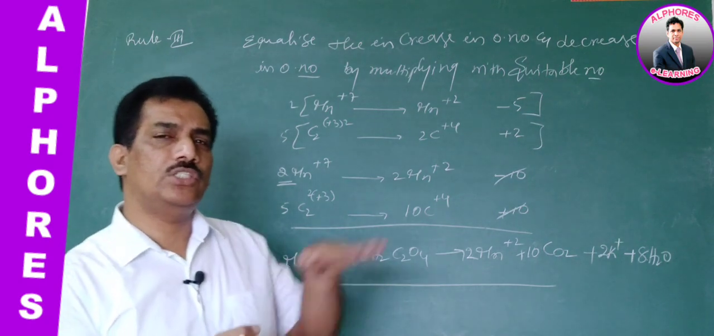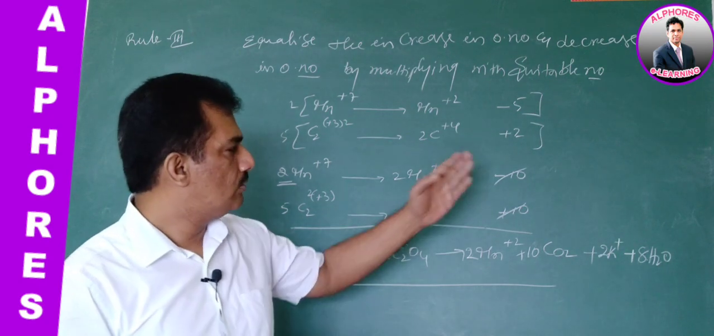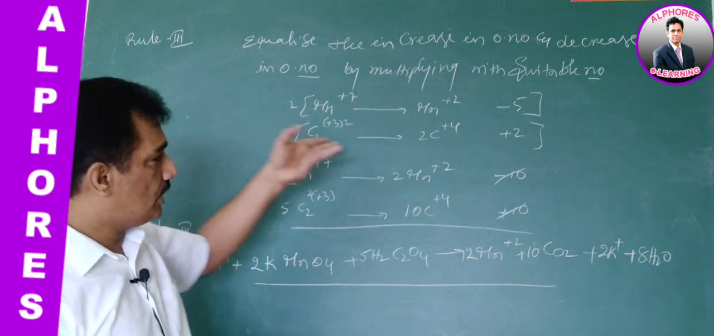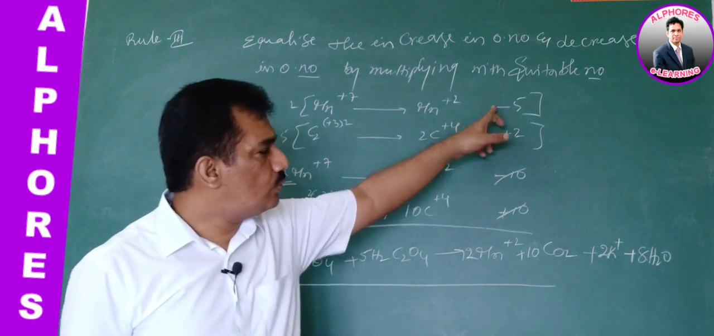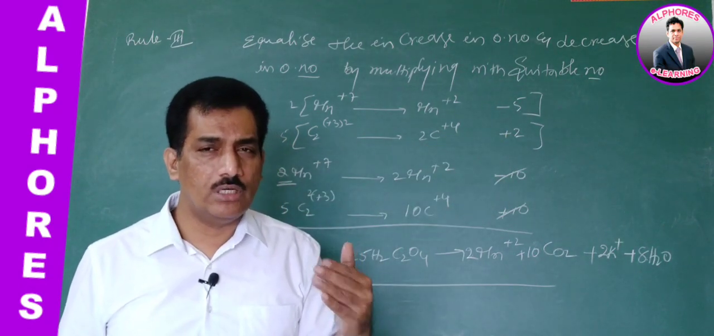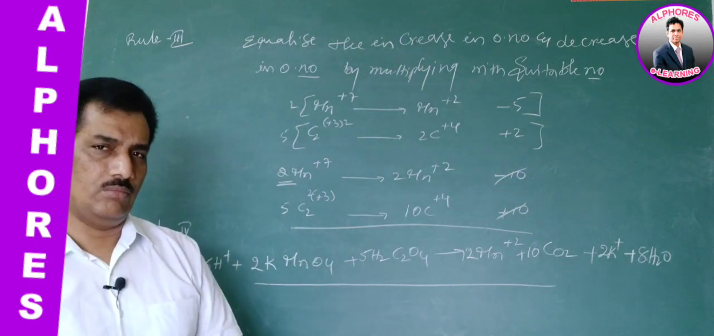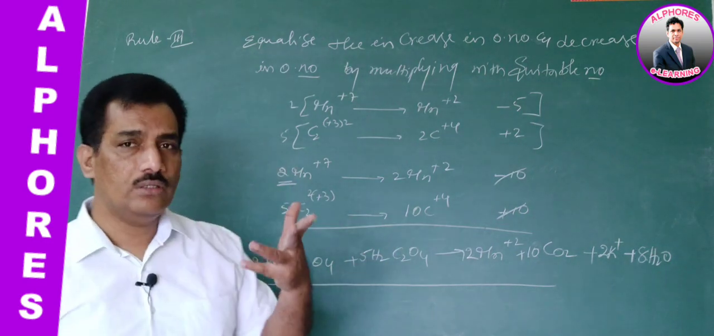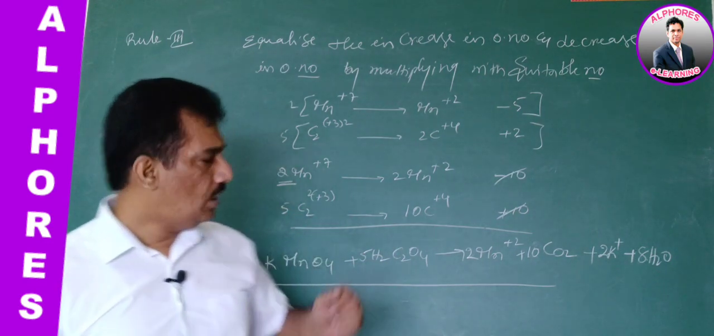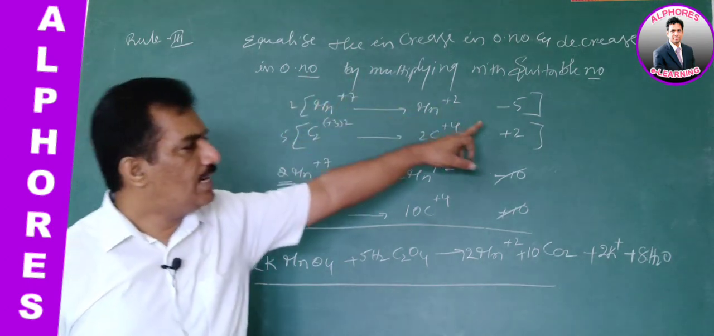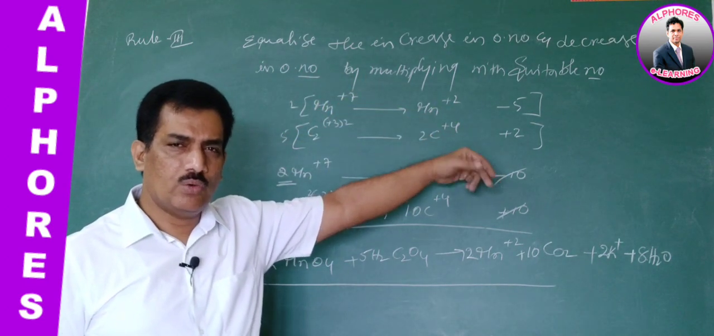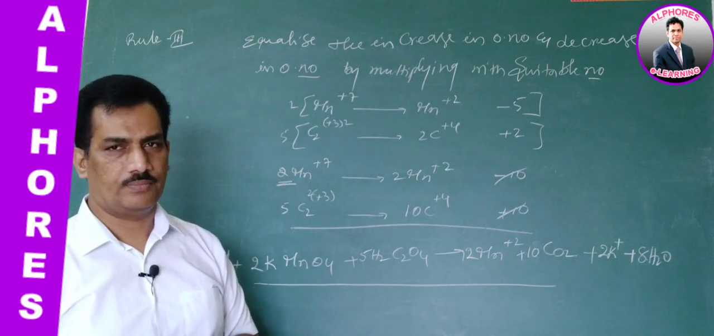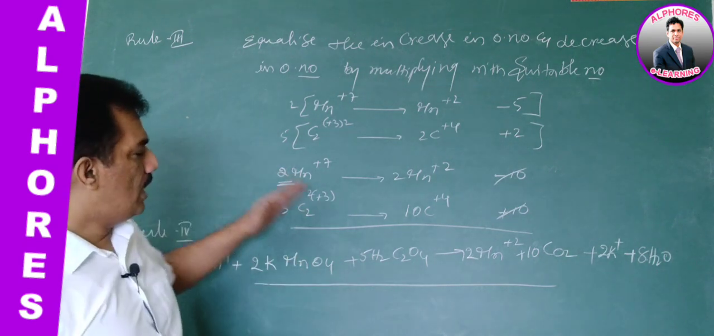When we separately mention this change in oxidation number like this, as per rule number 3, we have to see that the increase in oxidation number is equal to the decrease in oxidation number. That means we have to make them equal by multiplying with a suitable number. Here, 5 and 2 are crisscrossed because one is an odd number and the other is an even number. That's why we are making it crisscross. And then we are getting this.